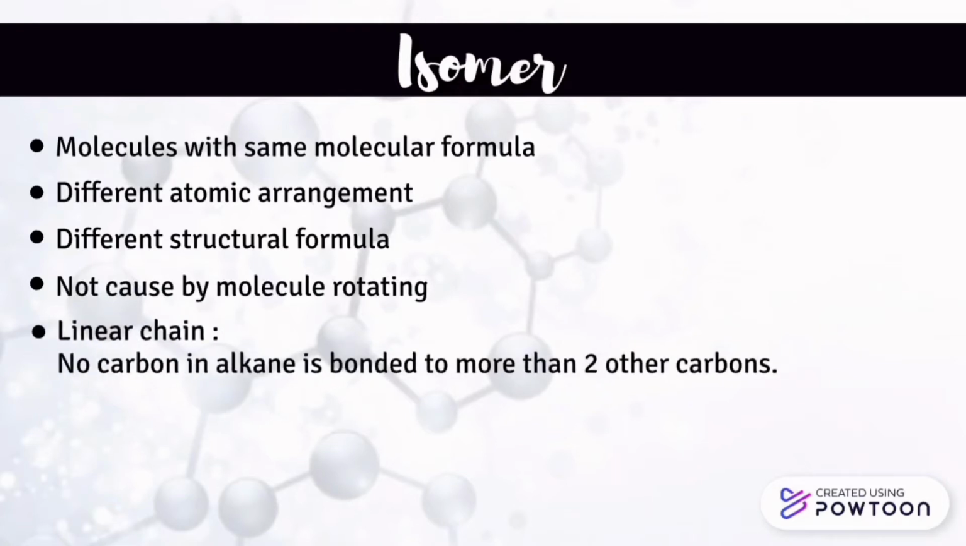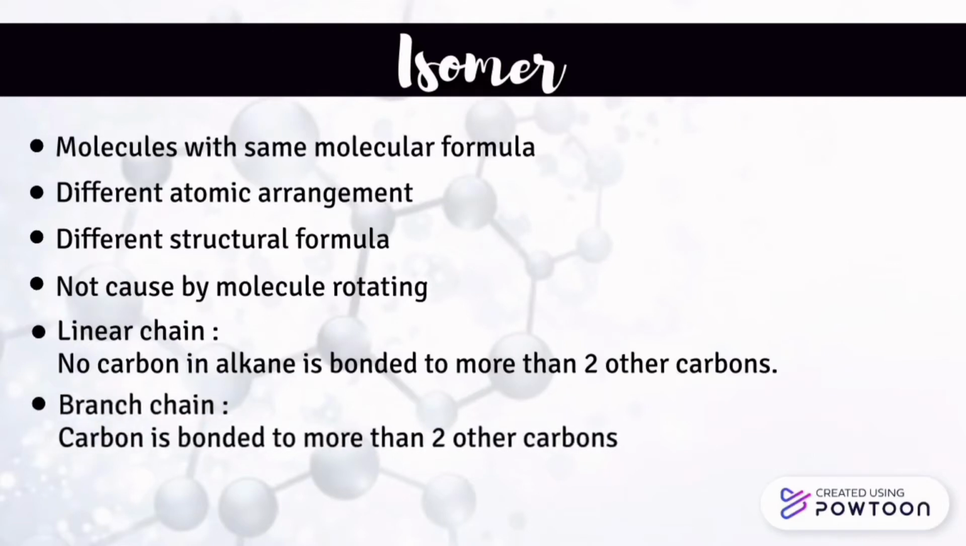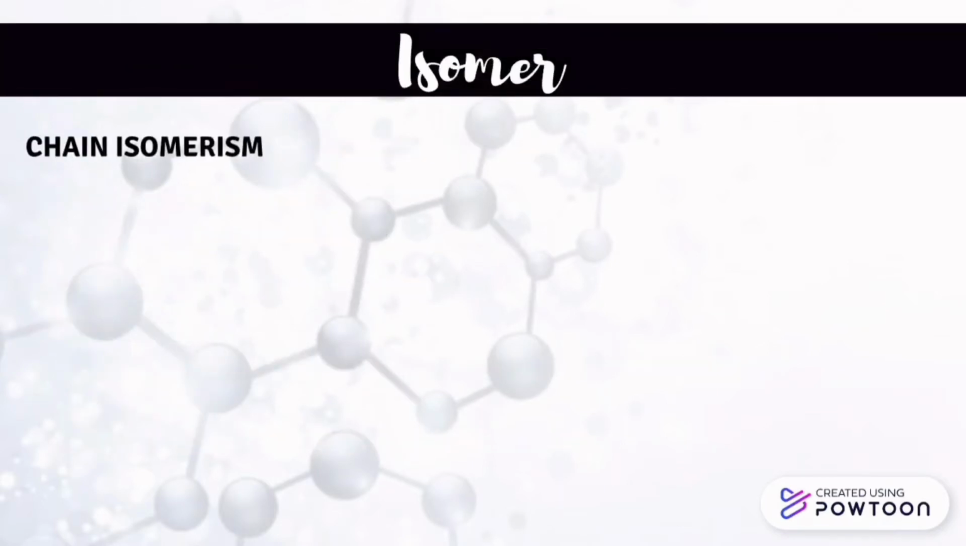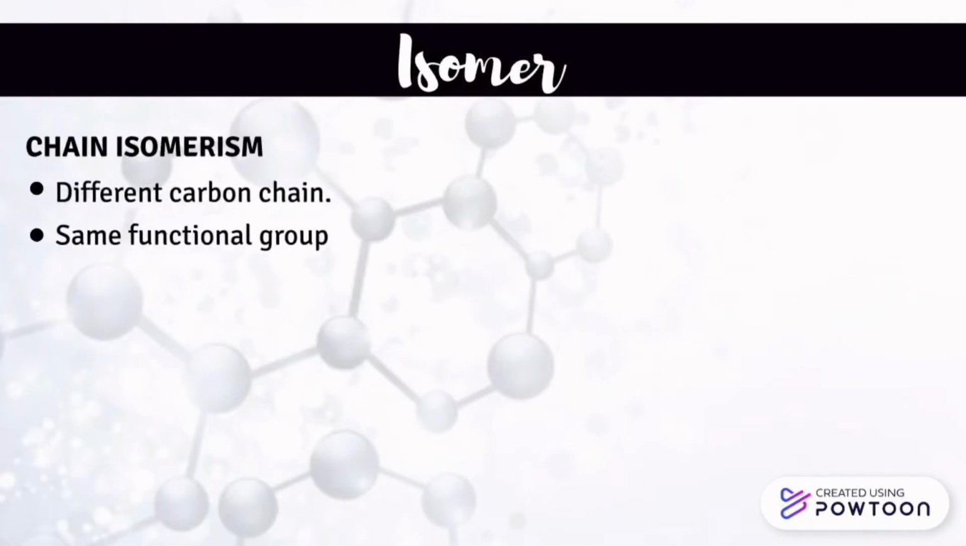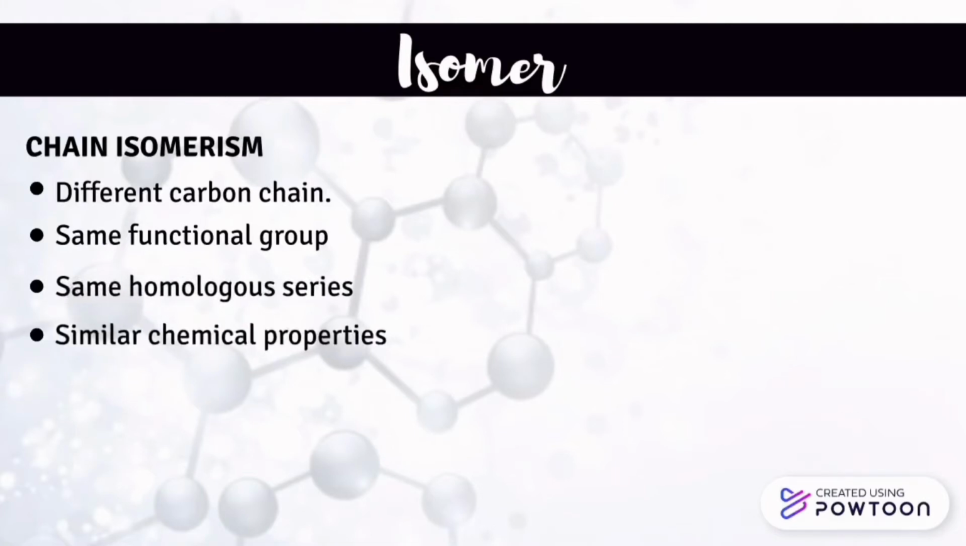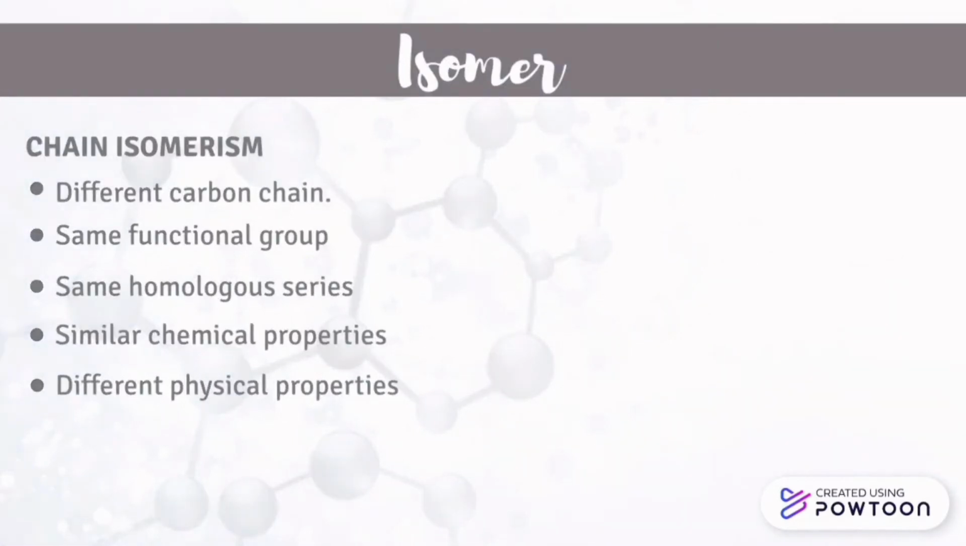If no carbon in an alkane is bonded to more than 2 other carbons, it is called a linear chain. A branch chain is formed when a carbon is bonded to more than 2 other carbons. Chain isomerism exists because of the possibility of branching in carbon chains. These isomers are different in the carbon skeleton. They possess the same functional group and belong to the same homologous series. Due to that, chain isomerism has similar chemical properties but different physical properties.